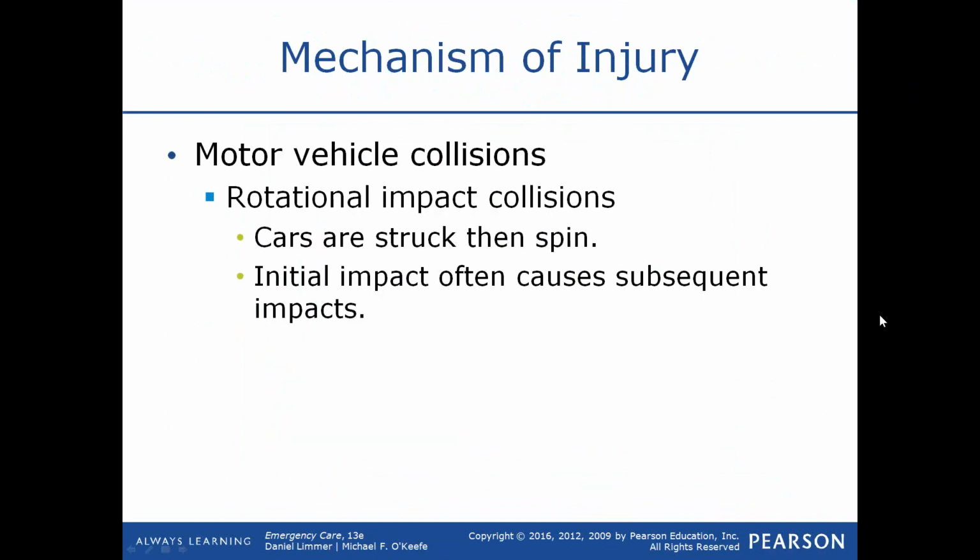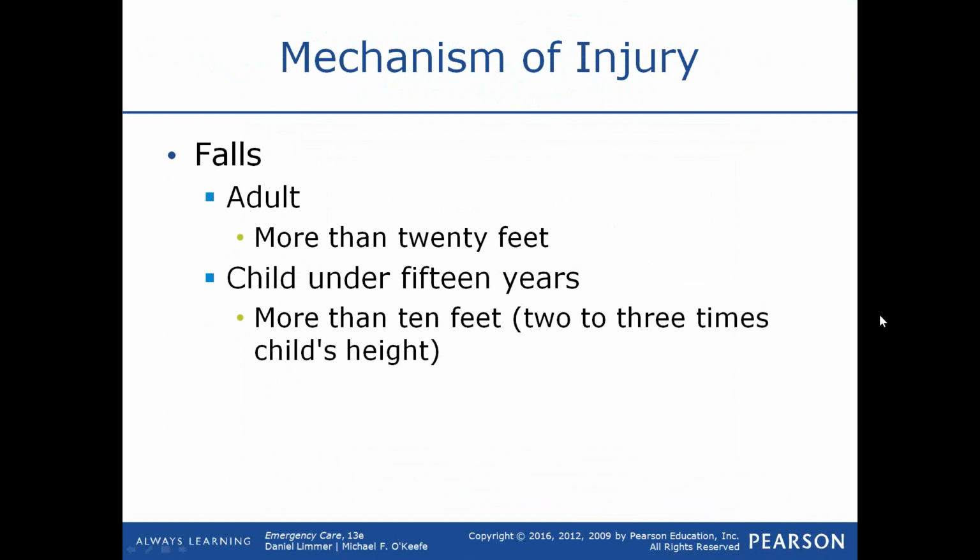Rotational impacts, that's where they spin. And as this vehicle is spinning out of control, it may smack into another vehicle, smack into another tree, but look for the potential for other damage to the vehicle besides where it was initially impacted, indicating that it hit or ran into something else.